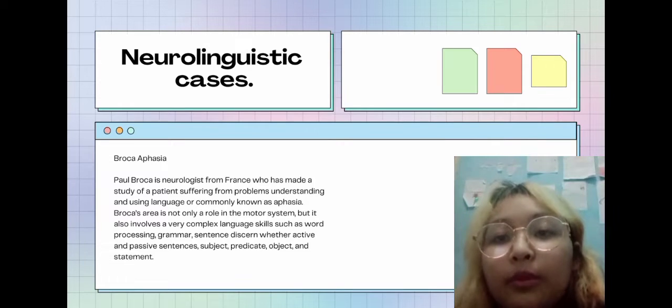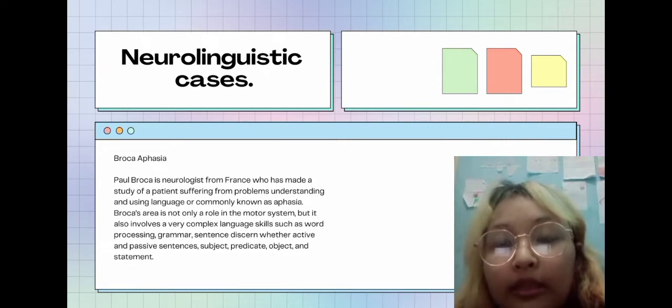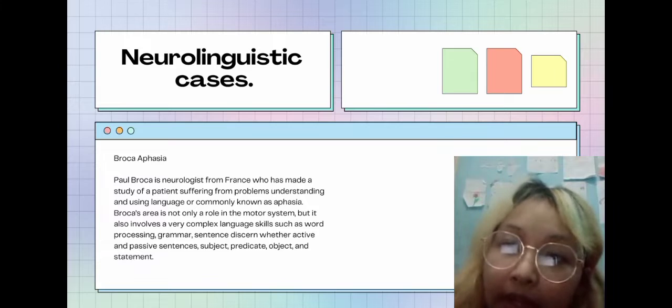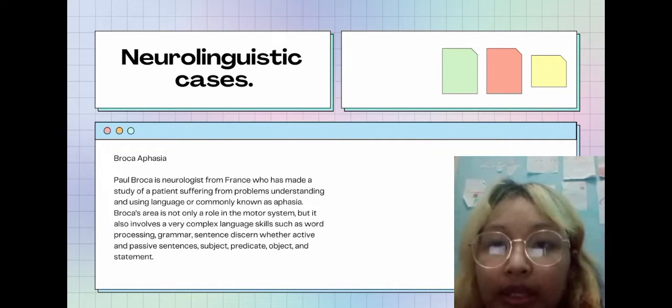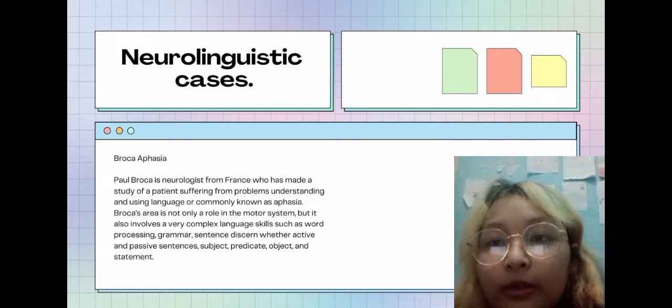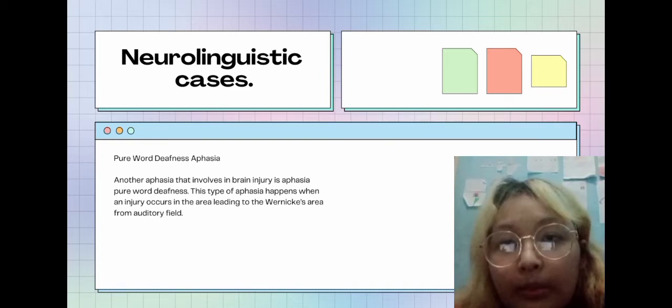And then there is Broca's aphasia. It is named after the French neurologist Paul Broca. Broca's area not only has a role in the motor system, but it also involves very complex language skills such as word processing, grammar, and sentence design, whether active or passive sentences, subject, predicate, object, and statement.